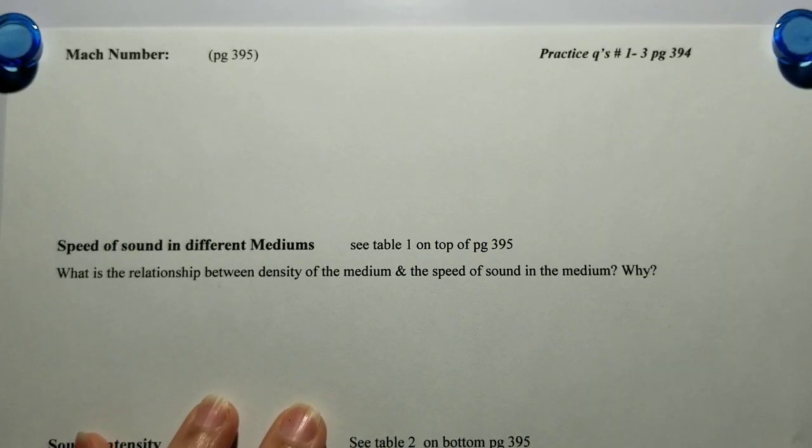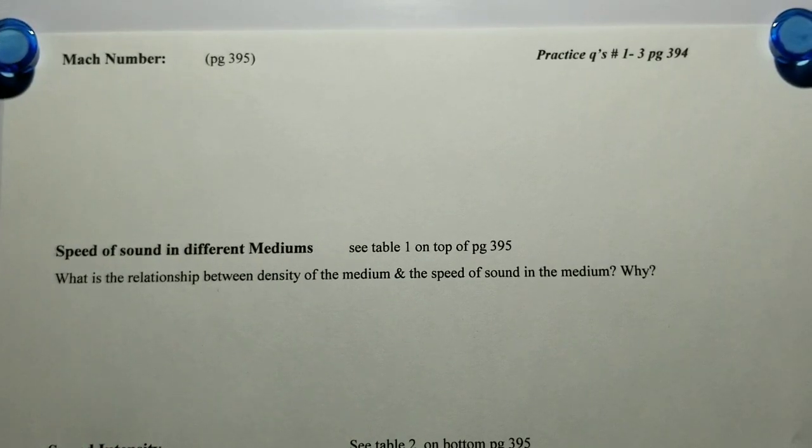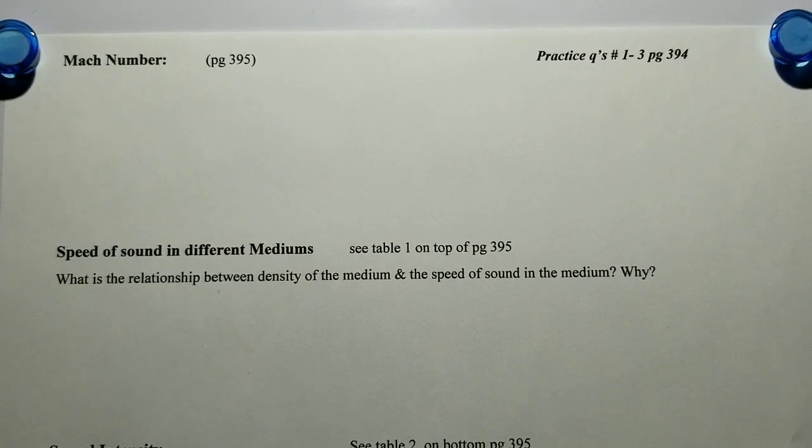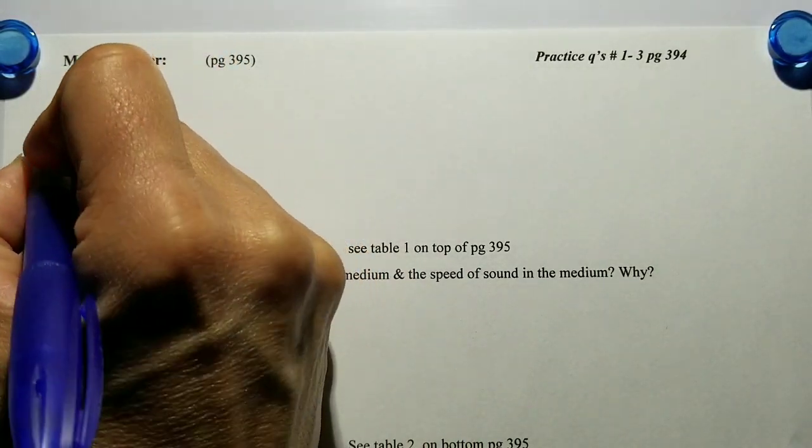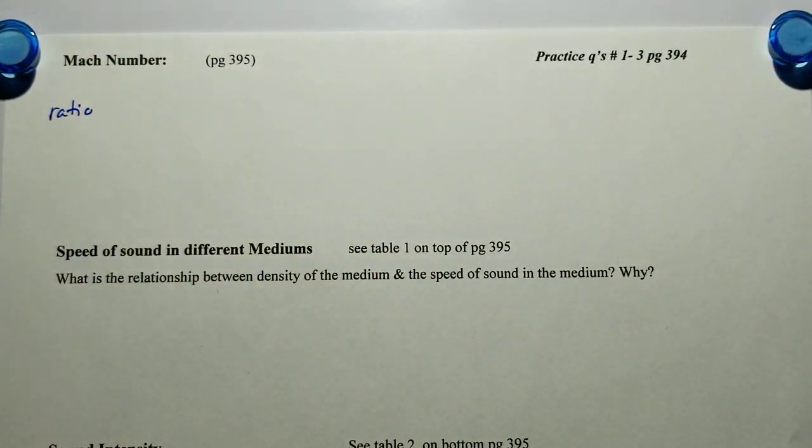Now we're going to talk about Mach number. What exactly is the Mach number? The Mach number is named after Ernst Mach, because he went very, very fast. If you want to read about him, he's there in the book. What it is, it's just a ratio of two speeds.